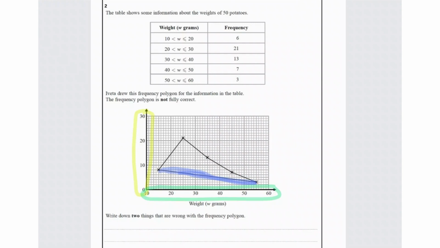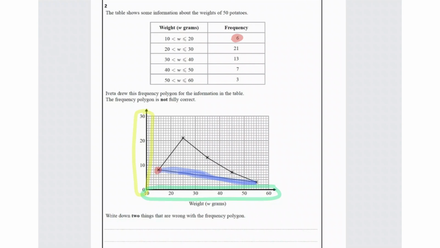So we're looking now, have they plotted these points correctly? I think straight away the first point, 6, that is looking like it's more at 8. So that one's wrong. All the others I think are okay. So there's 2 things that are wrong. So I would write those 2.